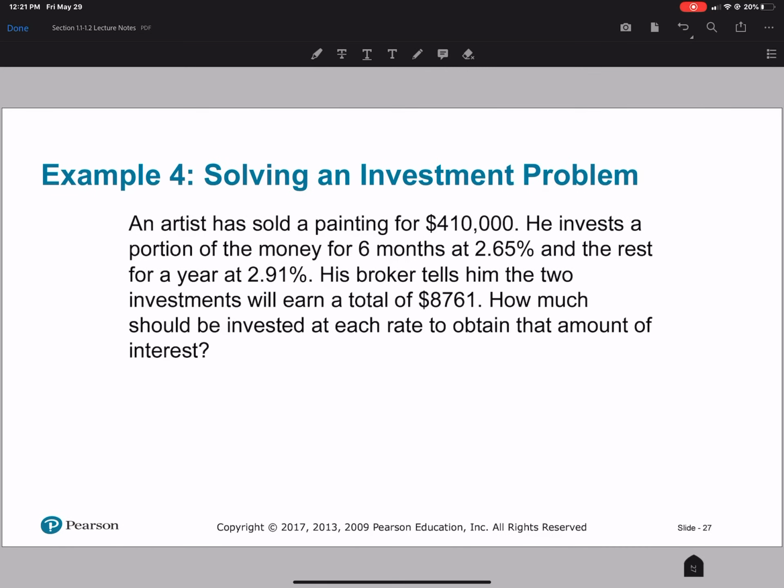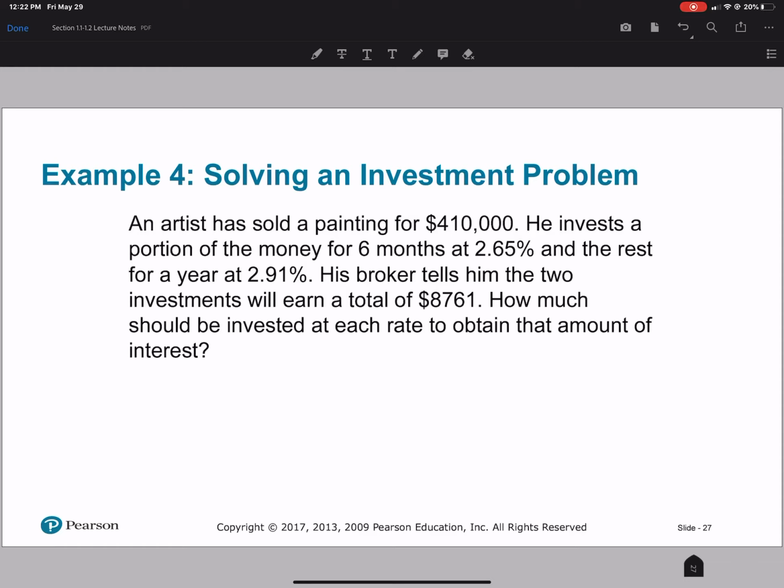So let's look. So an artist, all right, an artist sells a painting for $410,000. He invests a portion of the money for 6 months at 2.65% and the rest for a year at 2.9%. The broker tells him the 2 investments earn a total of $8,761. How much should be invested at each rate to obtain the what? Interest.